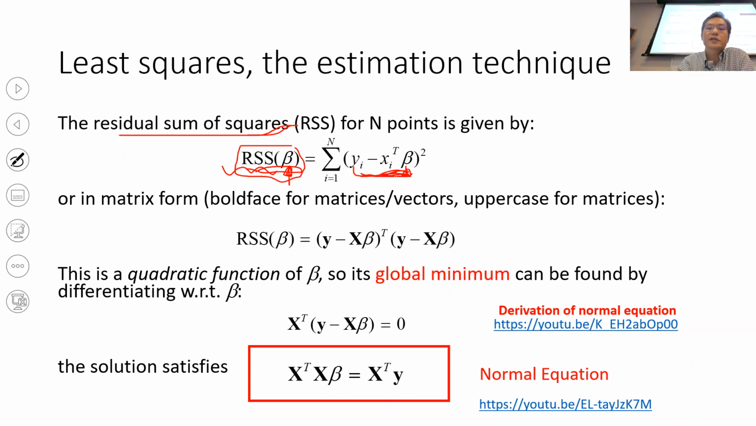Okay, to write this in matrix format, that will be y minus x times beta. And the sum of squares of this is the same as the dot product of that with itself. So you can write RSS as this.